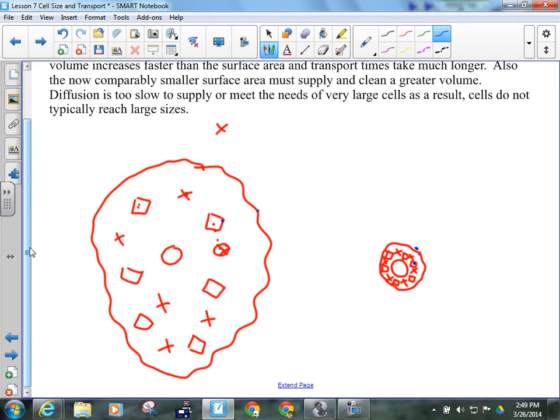Well, it's kind of like that for a cell. The bigger the city gets, the more ways through it you're going to need. But for a cell, it doesn't have that option. There's only one way through the cell. So the cell either has to stay small or it's going to die.